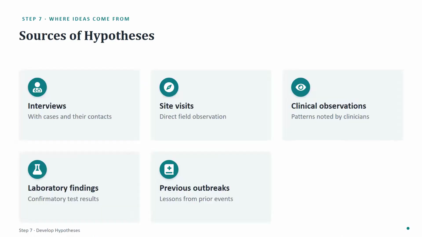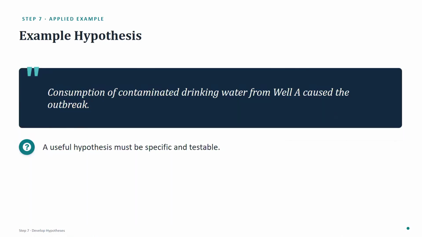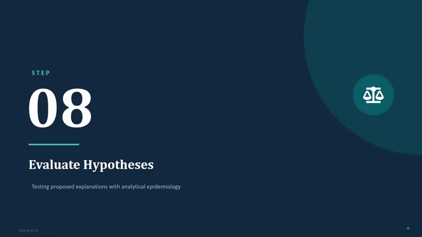So the sources of hypothesis can be the interviews which are done with the cases and their contacts, the site visits, means we went to the field and directly observed the area, the clinical observations, the patterns noted by the clinicians, the laboratory findings, and the case outbreaks, means the lessons learned from prior events. So an example of hypothesis is the consumption of contaminated drinking water from a well caused the outbreak. So this is a useful hypothesis, and it should be specific and testable.